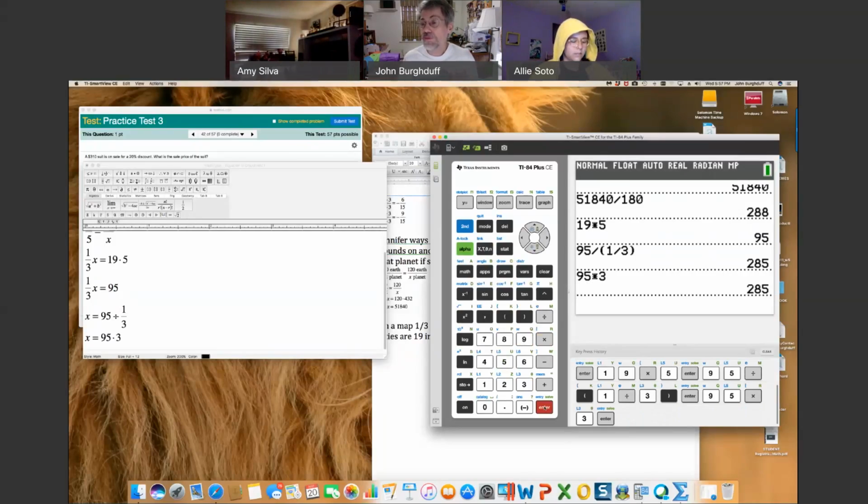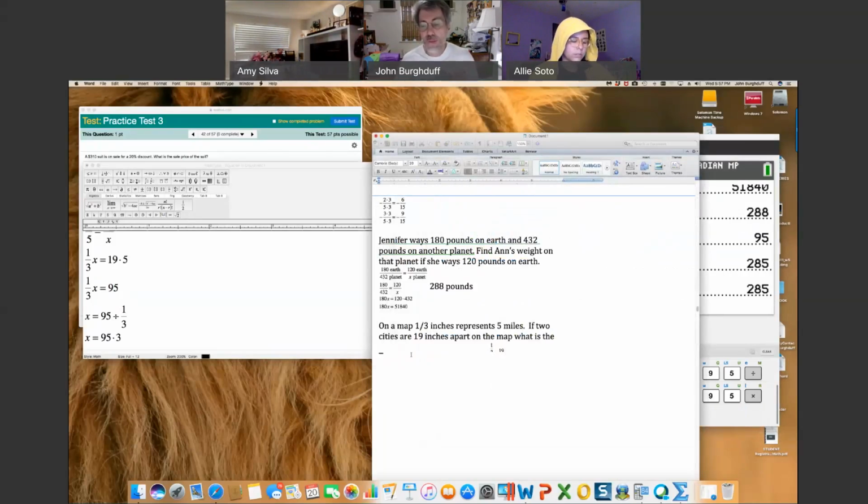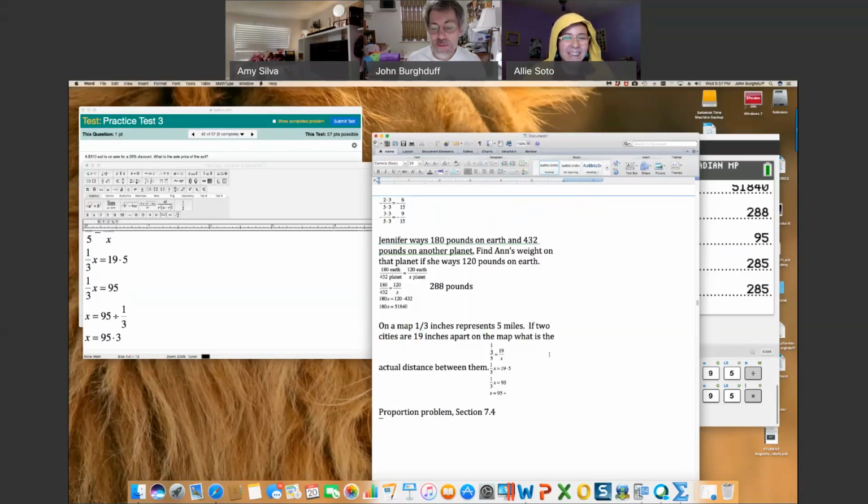Okay. And what kind of problems did you call this again? These are called proportion problems. Proportion. Okay. So last one. They are covered in section 7.4, just because I just happen to remember. Okay, 7.4. I often can't do that and quote the section number for you, but that one I happen to remember.